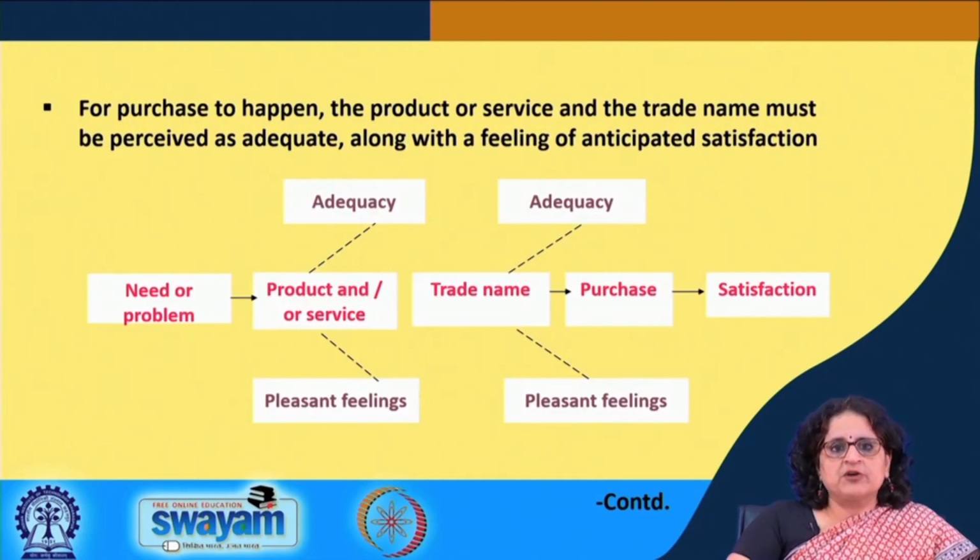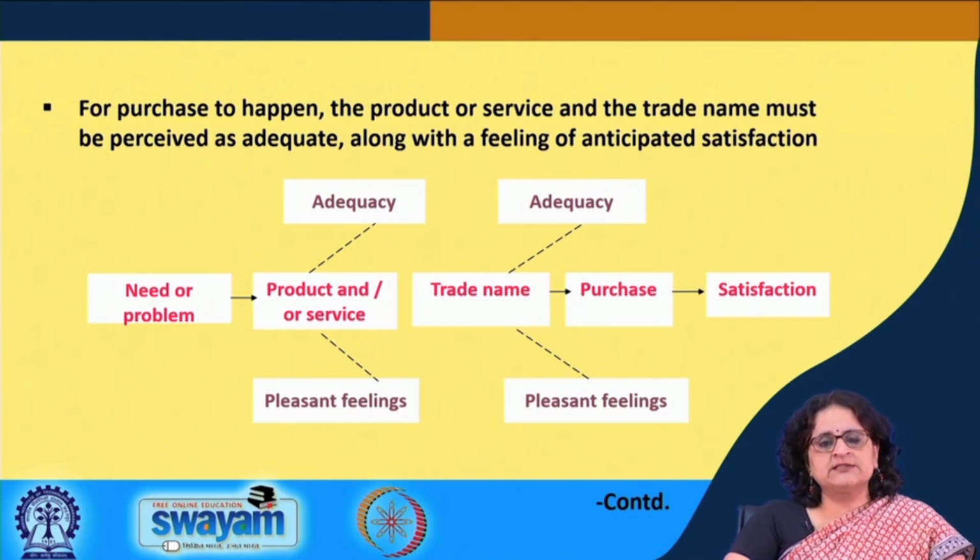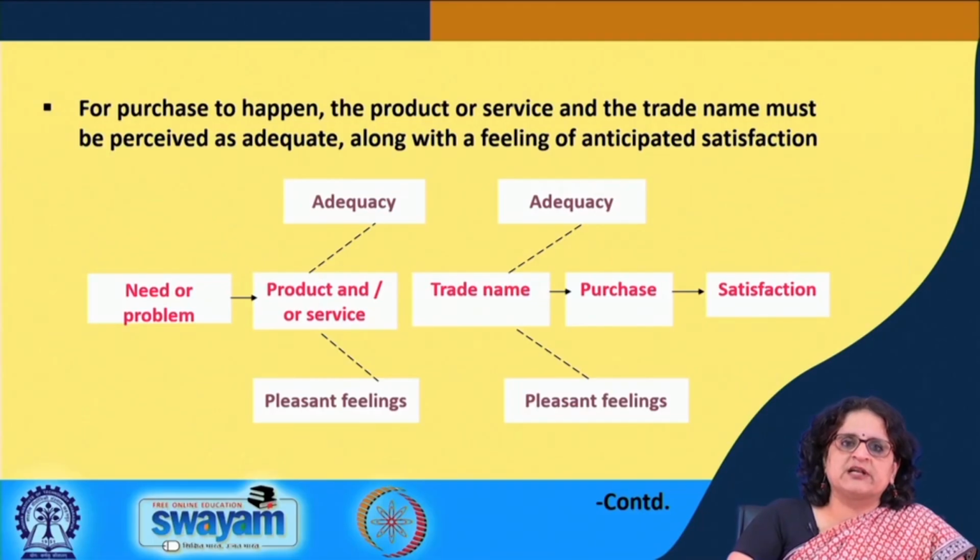Now, for a purchase to happen, the product or service and the trade name must be perceived as something very adequate, as well as looked up to with anticipated satisfaction from the buyer's end. So, the product or service as well as the trade name must be perceived as adequate and with a feeling of anticipated satisfaction. So, we talk of two more elements here: adequacy about the product or service and the trade name, and pleasant feelings associated with the product or service and the trade name.